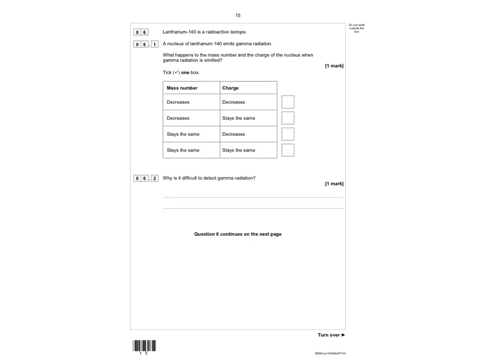Okie dokie, right, we're on to radioactivity now, and we're on to some tricky questions here. Lanthanum-140 emits gamma radiation apparently. What happens to the mass number and the charge of the nucleus when gamma radiation is emitted?